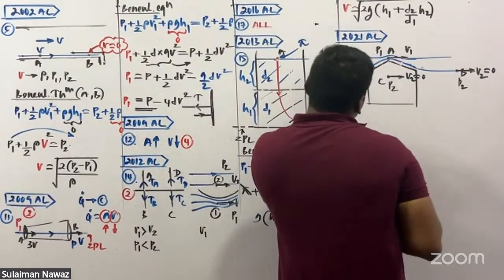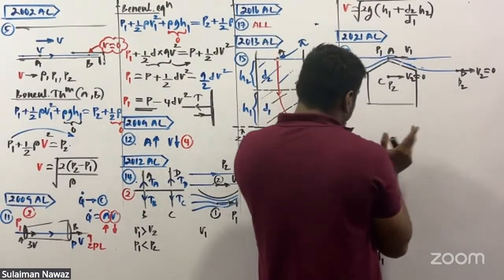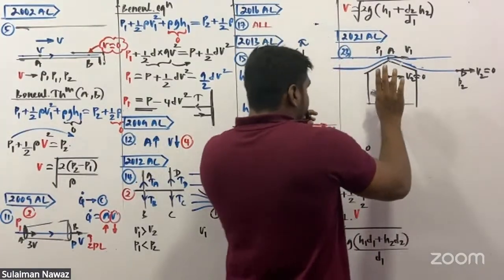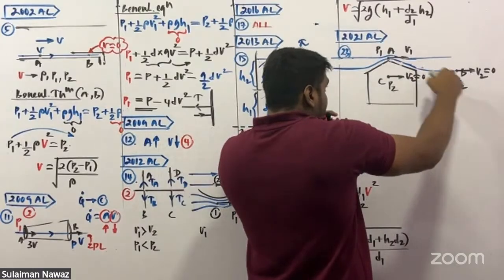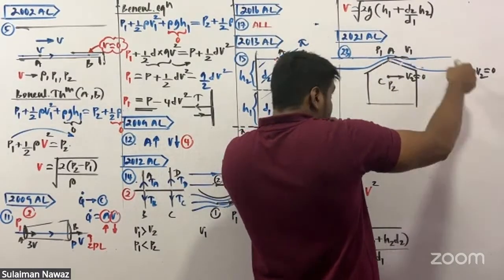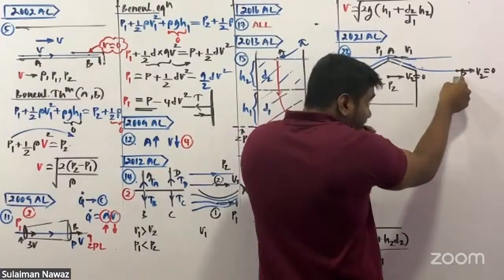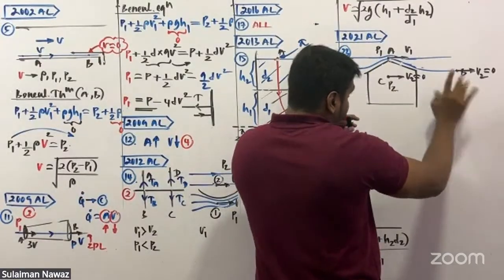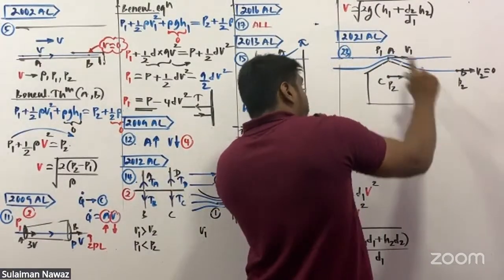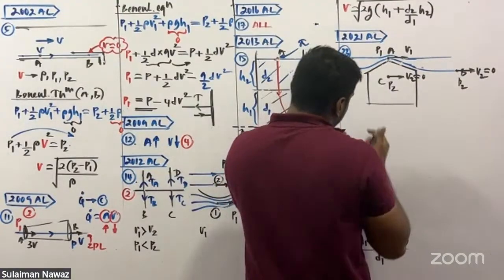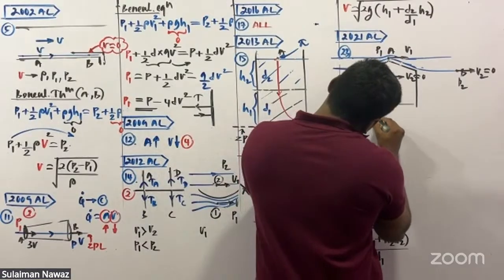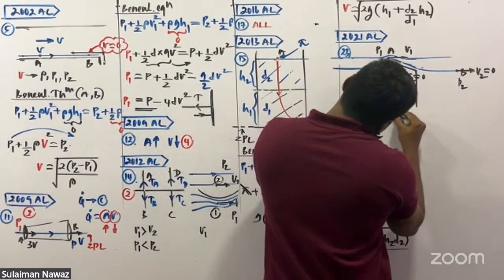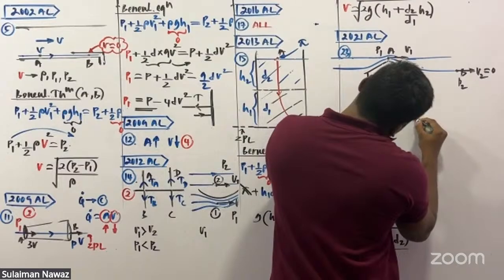Now, what can I do? We can apply Bernoulli's equation for two points on the same streamline. So I consider point capital A and point capital B. We know point B and point C have the same properties. I apply Bernoulli's equation for point A and point B. Remember Bernoulli, for point A and B.